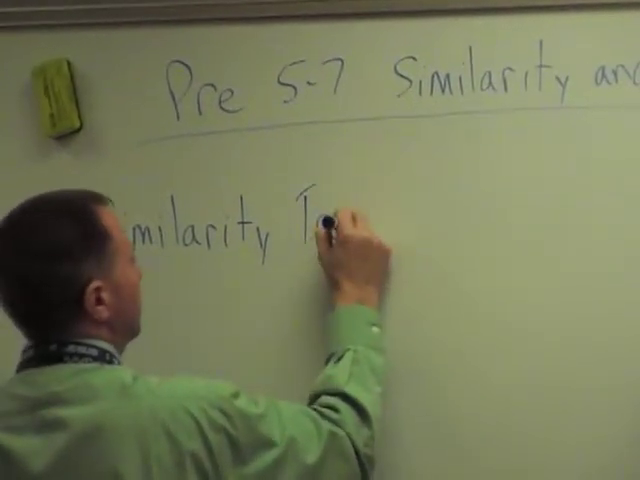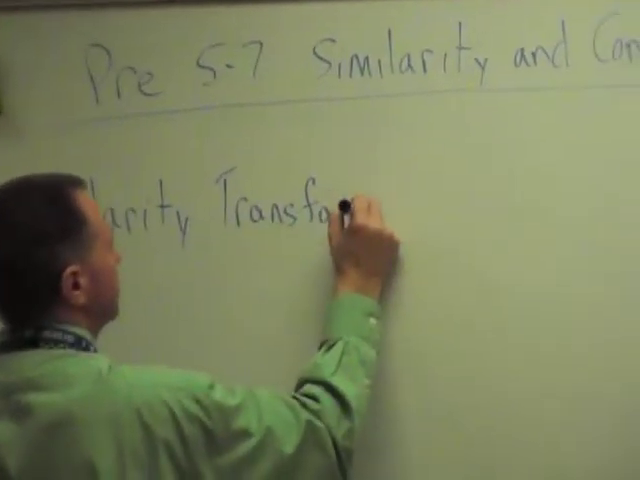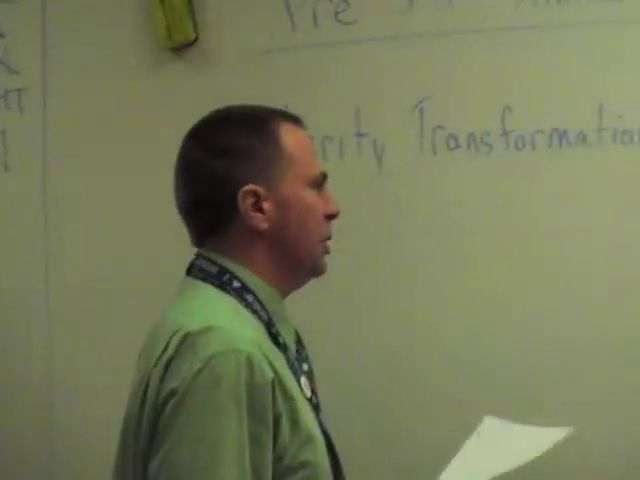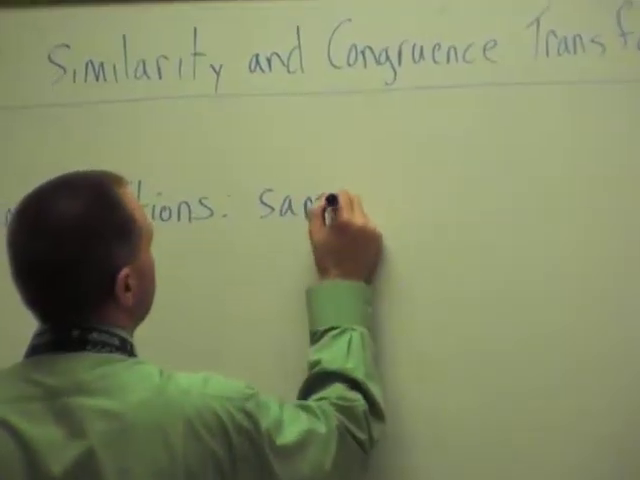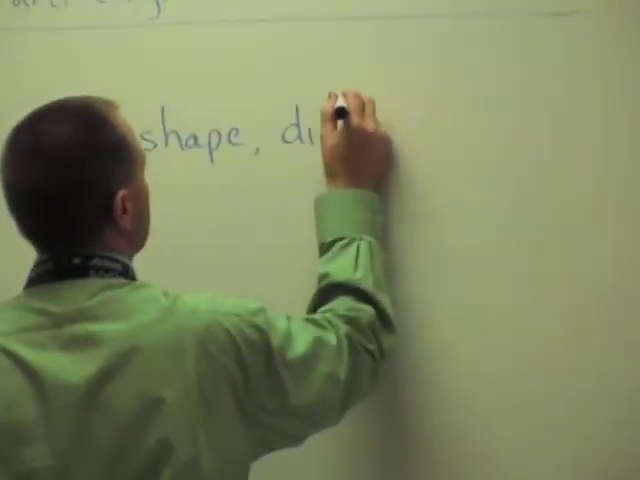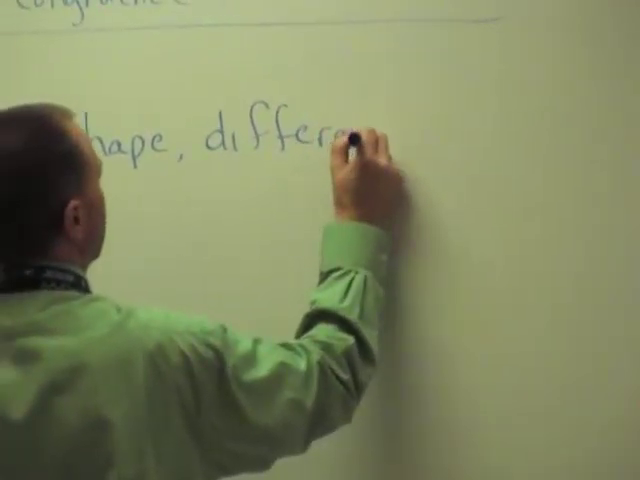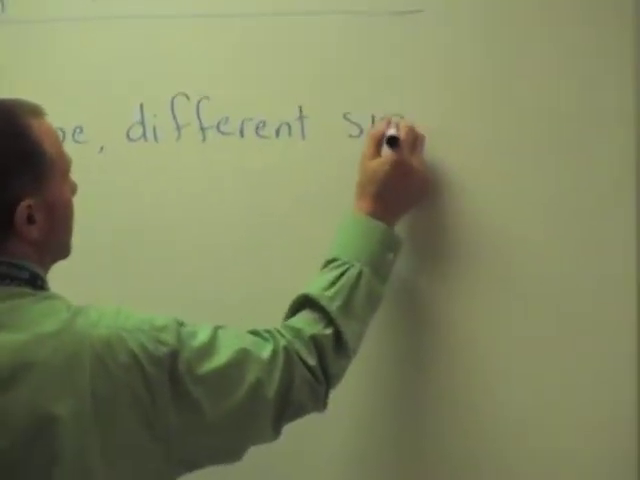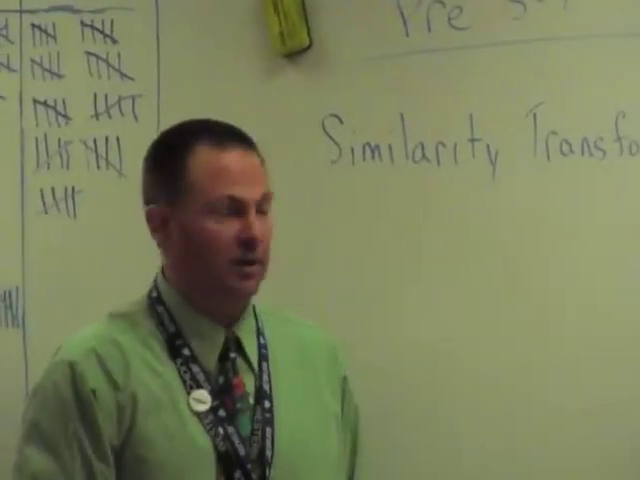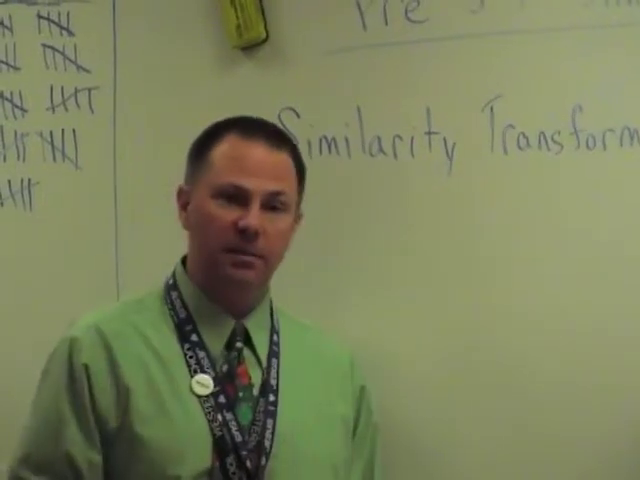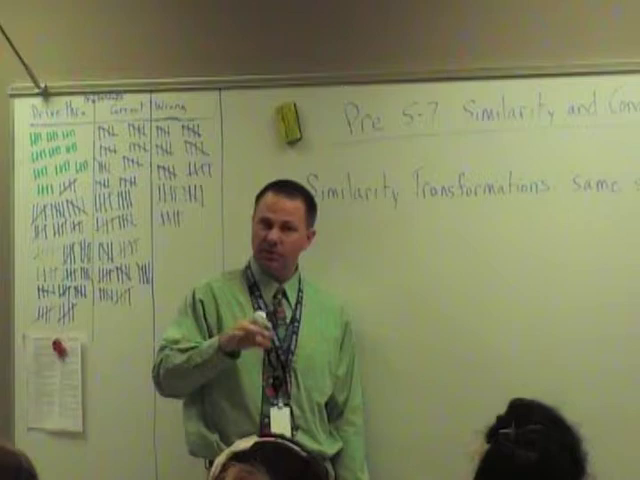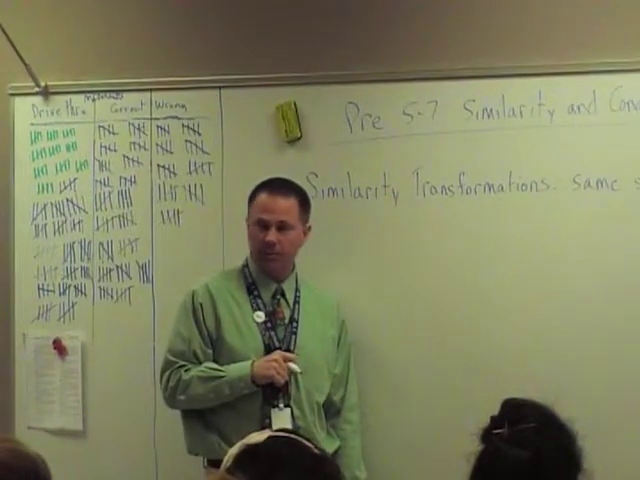Similarity transformations. Same shape. Different size. Congruence means they're the same size. But similarity means the size has changed. The shape is the same, but it's either increased or it's decreased. Remember doing that? Chapter 4?